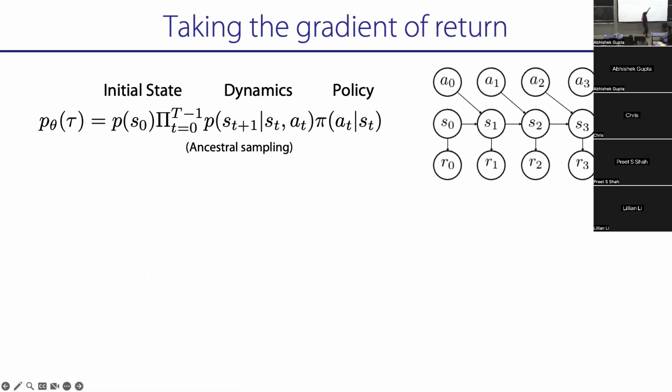If you remember our chain, we started at S0, sampled A0, then went to S1, sampled A1. So you can represent the likelihood of a trajectory, p theta of tau, as the likelihood of the initial state, p of S0, times the likelihood of the action A0 given S0, times the likelihood of the next transition, p of S1 given S0 and A0. You can repeat this over and over.